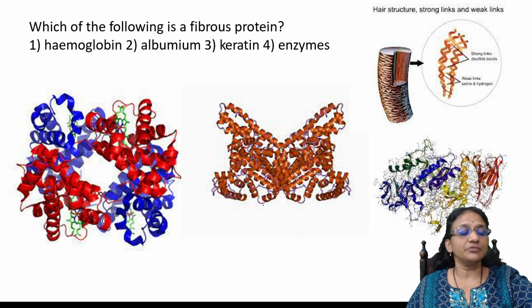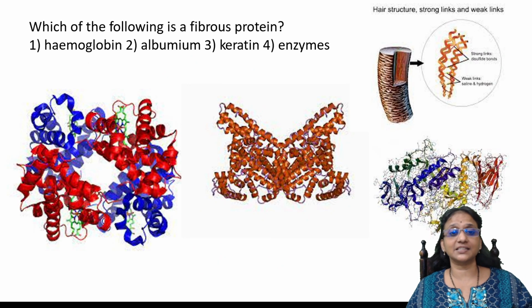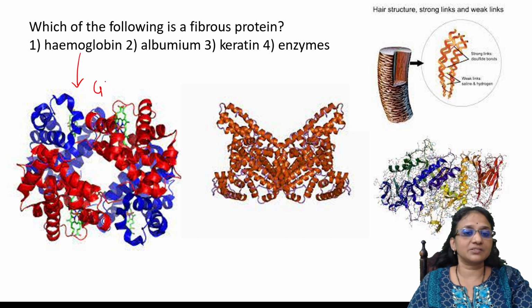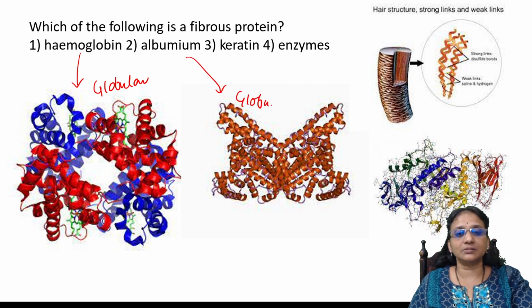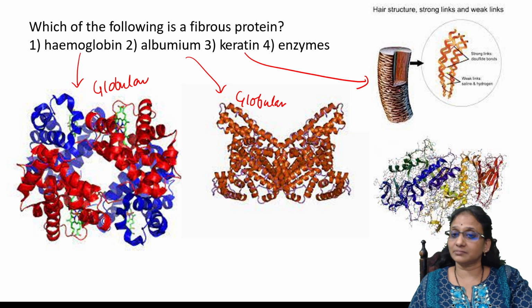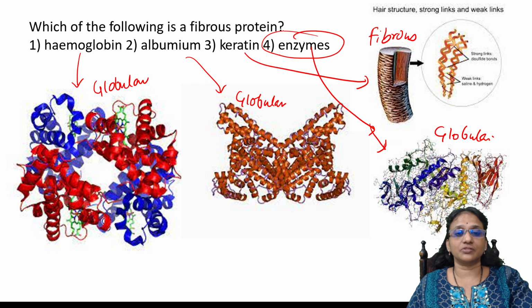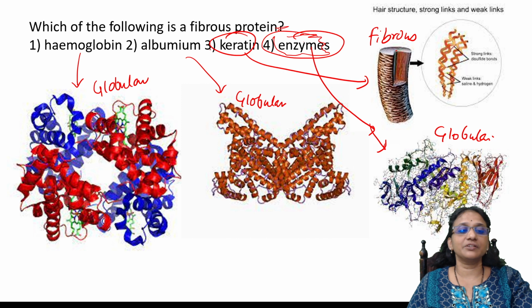Done. Next, which of the following is a fibrous protein? Check, students. Observe. This is hemoglobin. This is globular. This is albumin. This is also globular. Then this is keratin. Got it? This is fibrous. This is enzyme. This is also globular. So among everything, which is a fibrous protein? Sorry, students. Keratin is the correct answer, which is fibrous in nature.